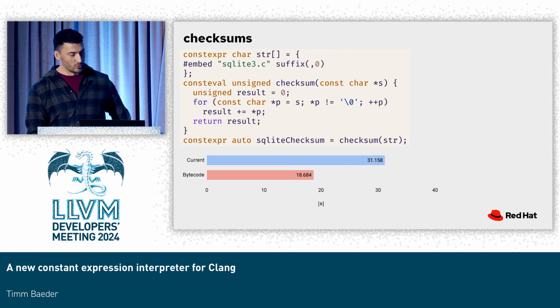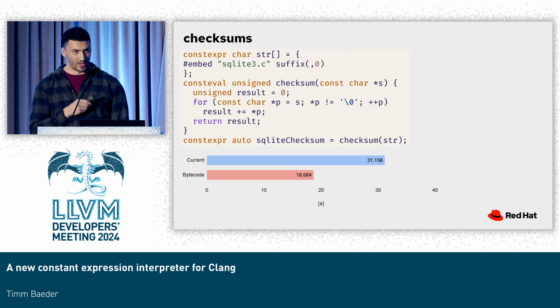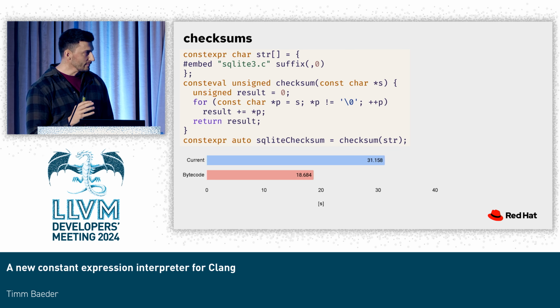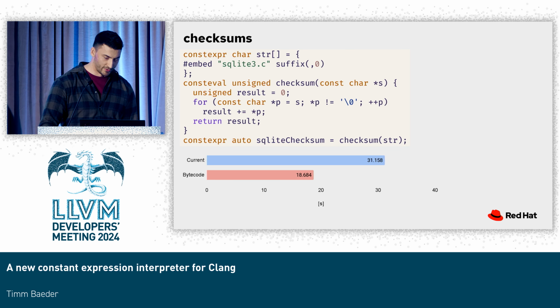Here, see, I used embed, very modern, and the file I'm embedding is the SQLite3 amalgamation. That is around 8.6 megabytes, and I'm just summing them up. I'm touching every byte once, and yeah, it's also like 18 versus 31. Yeah, so far so good, right?